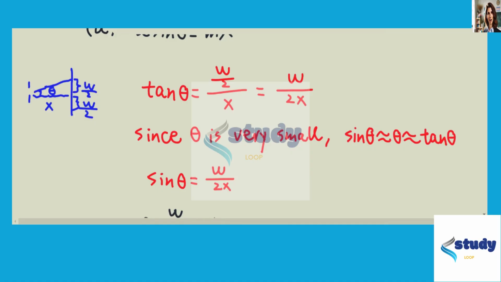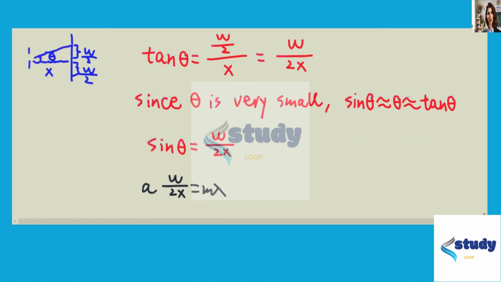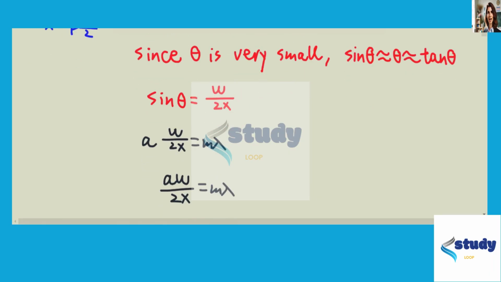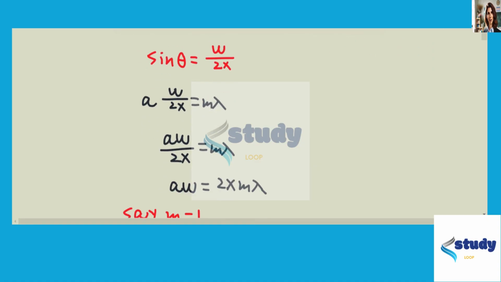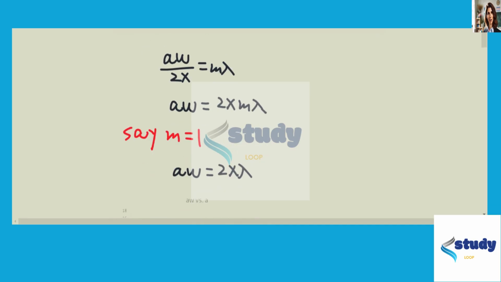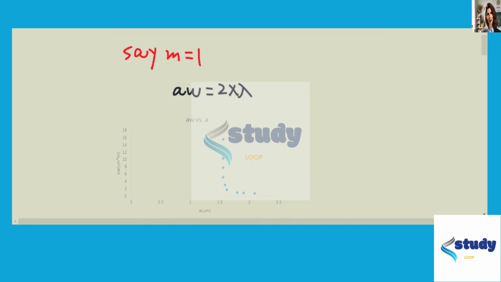Okay, so since the angle theta in this question is very, very small, that means sine theta is approximately equal to theta, which is approximately equal to tangent theta. So therefore, we have sine theta is equal to omega over 2x. Then we have a times omega over 2x is equal to m lambda. So a omega over 2x is equal to m lambda. Then we have a omega is equal to 2x times m lambda. Let's say that m is equal to 1, so we have a omega is equal to 2x lambda. And as you can tell, a omega is equal to some kind of constant, which is 2x lambda.